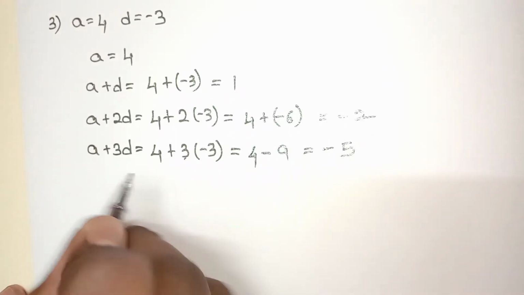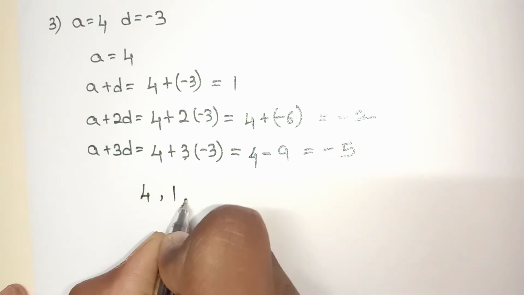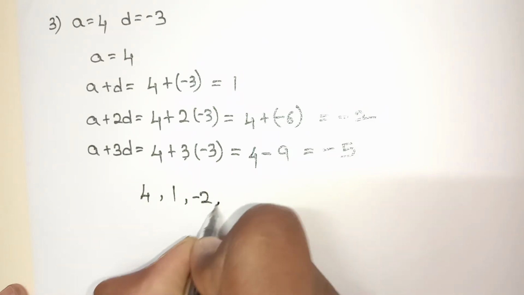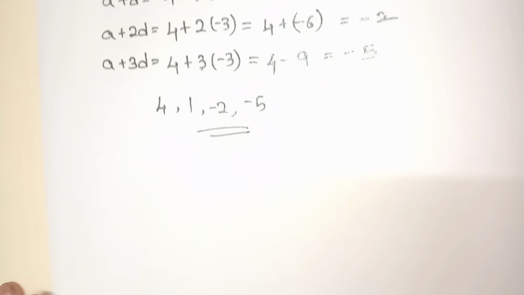Yes, it's an easy thing. So 4 is the first term, then the second term, third term and the fourth term follow. That's it. Let's go to the fourth question now.